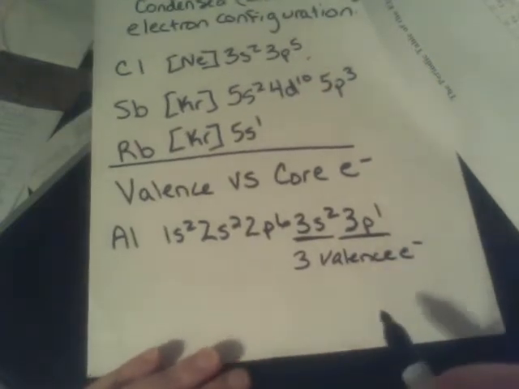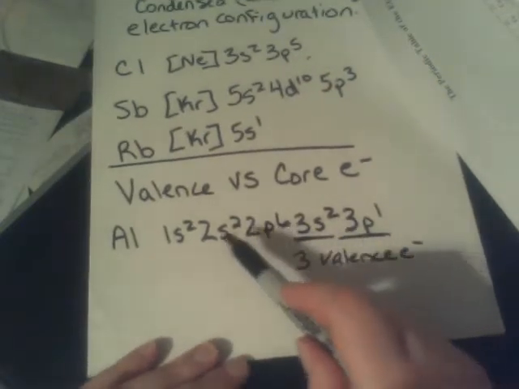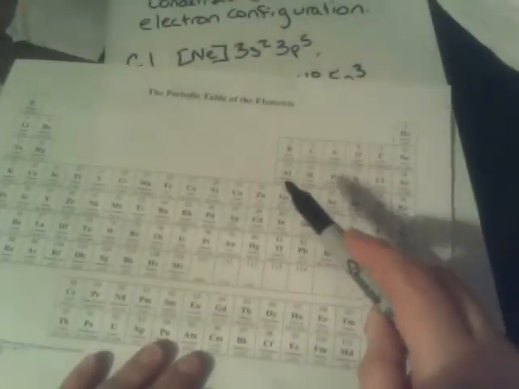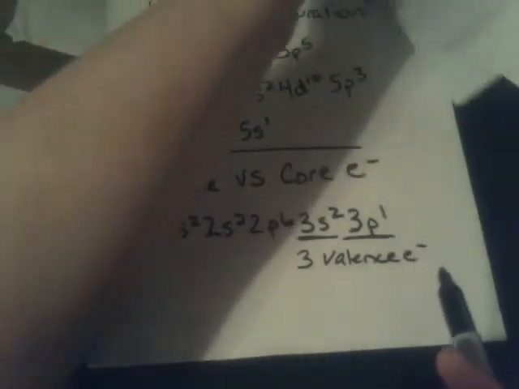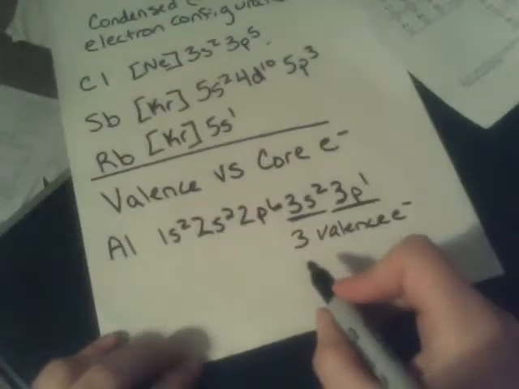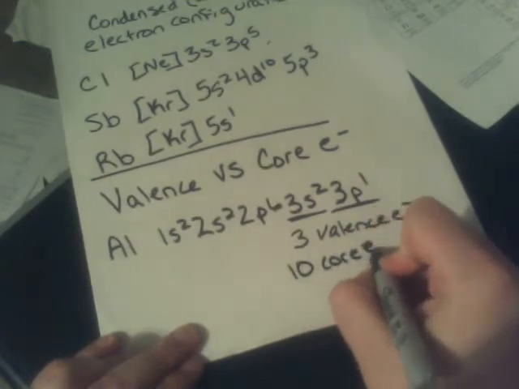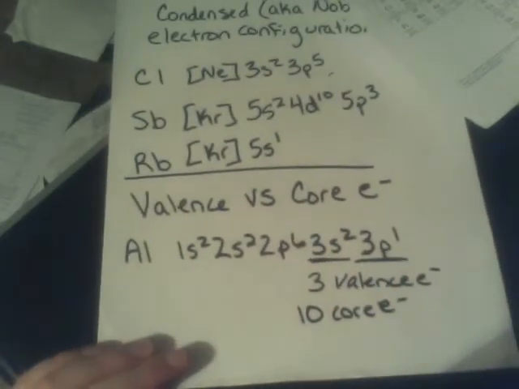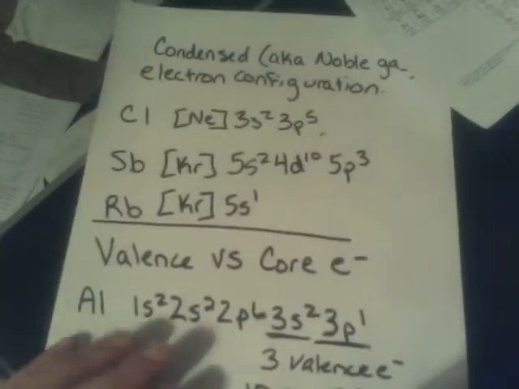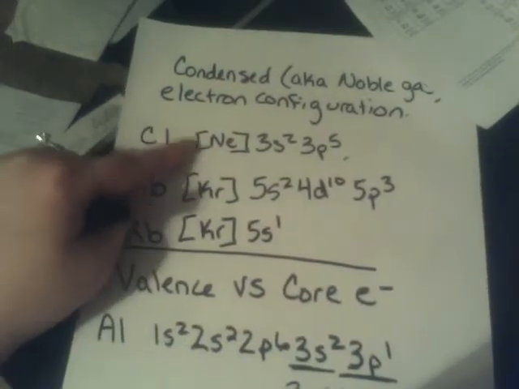So how many core electrons are there? Well, you could go back and count, but if you know the atomic number is 13, it's got to be 13 minus 3. So 10 core electrons. So not so bad, right? So let's look at a couple examples up here.